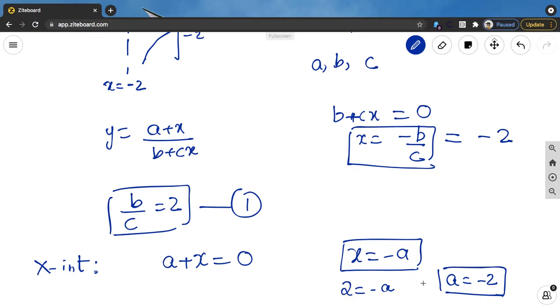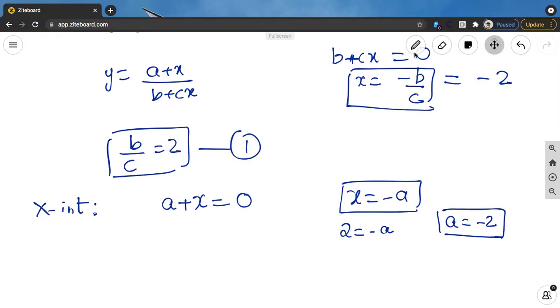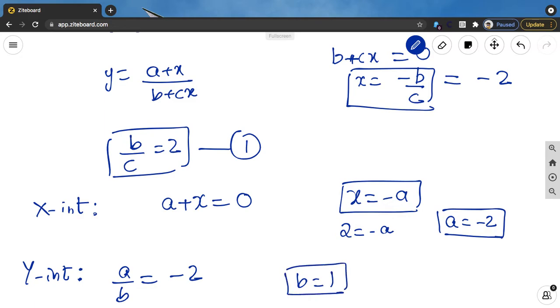I also have the y-intercept in that. How do I find the y-intercept? Y-intercept means put x equal to 0. So a by b is the y-intercept, and a by b is -2. A by b is -2, and a is -2, so b is 1. If b by c is 2 and b is 1, then c is half. So I got the values for all of them, a, b and c.